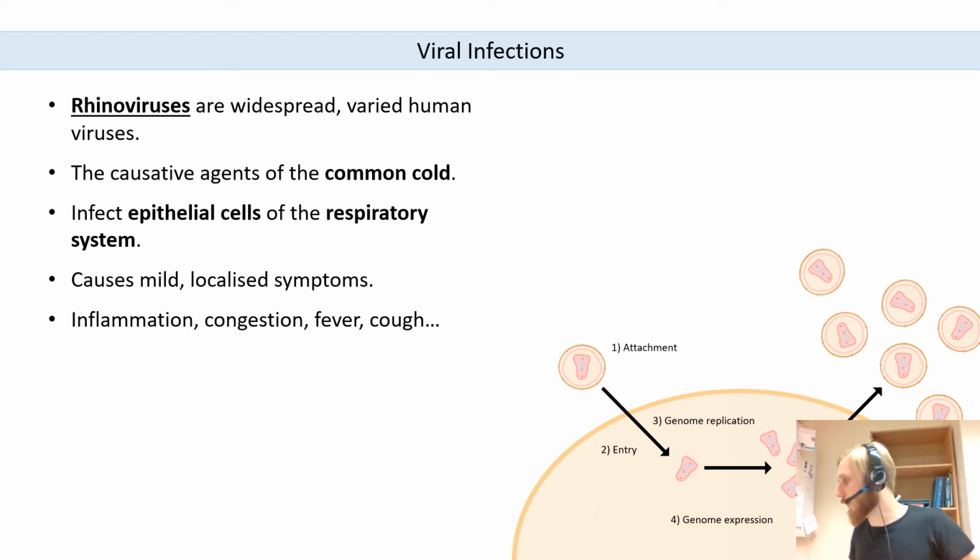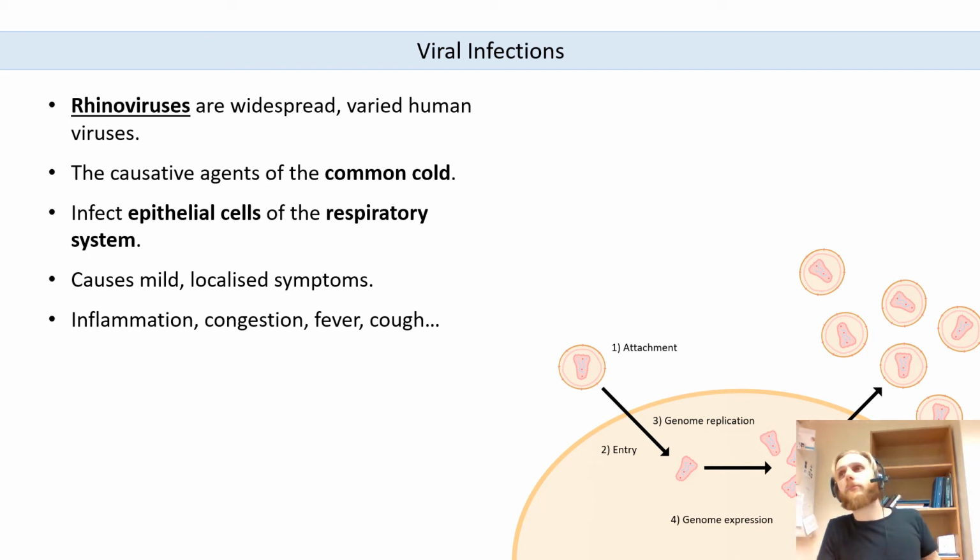Same for rotavirus that infects the intestinal epithelial cells and causes diarrhea. Same for poliovirus that infects the motor neurons and causes paralysis because it's infecting the motor neurons and it's killing the motor neurons as it does it.